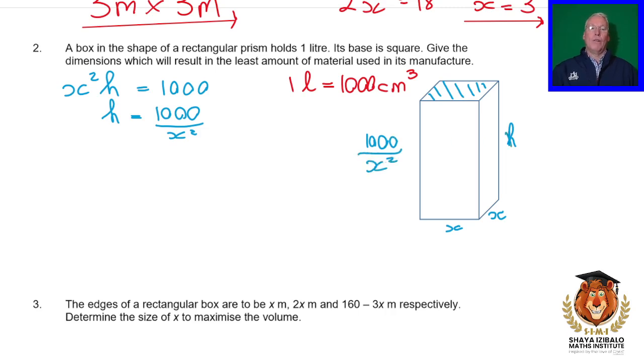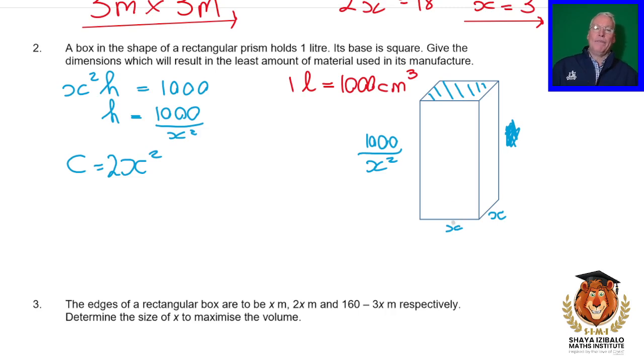Right, now I've got all I need to work out the total area of the box, the amount of material. Let's call it C for cardboard. Maybe we make it out of cardboard. Now, let's see what we're going to need. The top, we're going to need a piece of cardboard that's x times x. That's x squared. The bottom is also going to be x times x. So the top and the bottom are going to be the same, so let's go 2x squared.